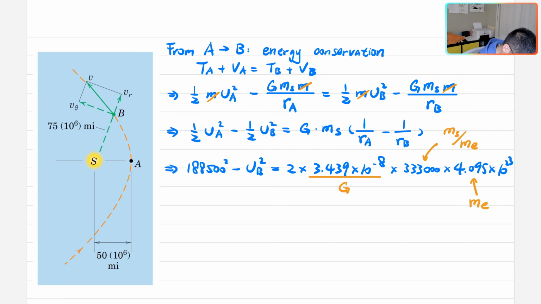These are all given in the table. Let me write it down. Table D/2. As I said, these values will be given to you if this is in the exam. Okay, we're not done yet. We still need this part, 1 over RA minus 1 over RB.